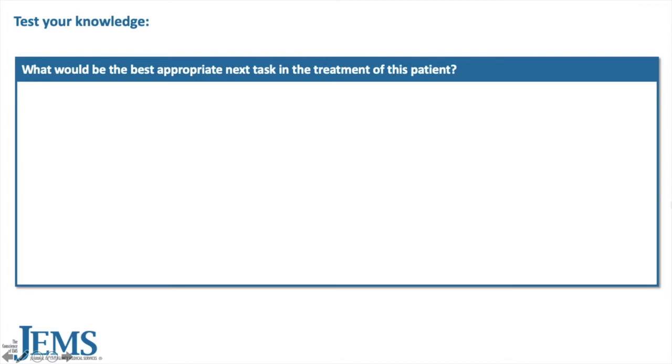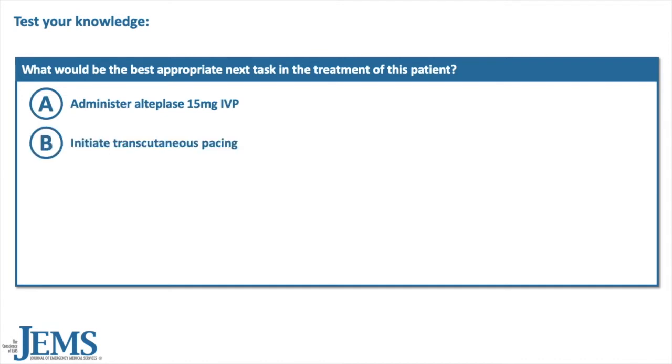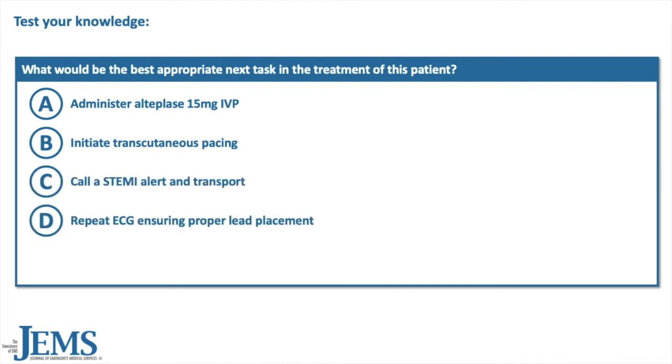Now that we have aspirin on board, which of the following options would be the next best step in the management of this patient? A. Administer alteplase 15 mg IV push. B. Initiate transcutaneous pacing. C. Call a STEMI alert and transport. D. Repeat ECG ensuring proper lead placement. Or E. Administer calcium chloride 1 gram slow IV push. The correct answer is D. Repeat the ECG, ensuring proper lead placement.